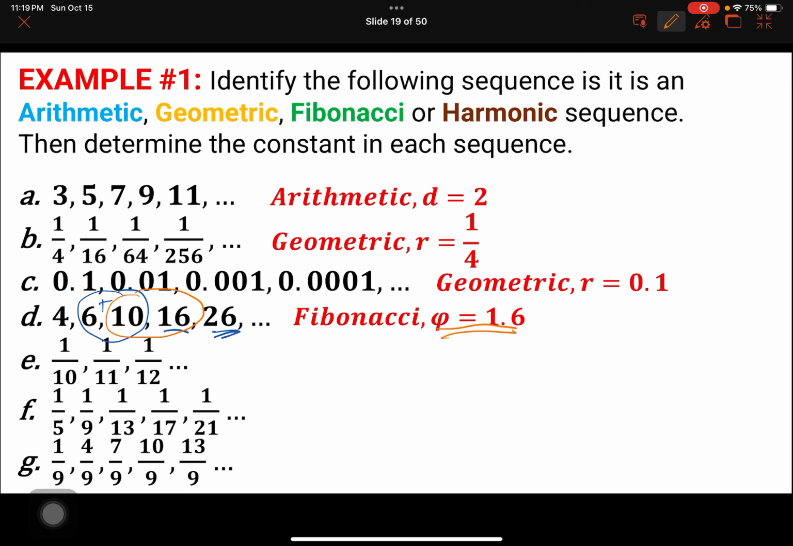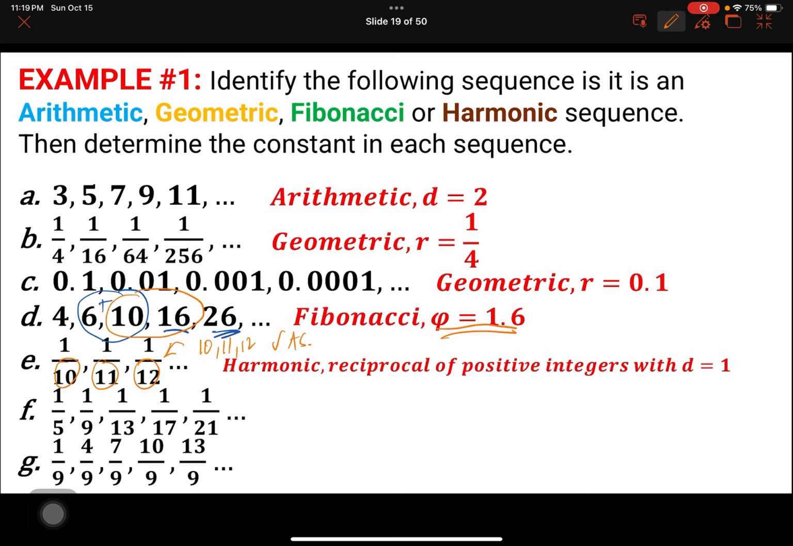Letter E. So kung mapapansin nyo po, meron tayong harmonic sequence. So tips ko po sa inyo, no? Laging yung ilalim lang yung tinitignan kay harmonic sequence. So kung mapapansin nyo, may pagkakasunod-sunod siya, i-reciprocal natin siya. So 10, 11, 12. Diba? It is arithmetic sequence. And dito naka-reciprocal. Therefore, it is harmonic sequence. Reciprocal of positive integers with d equal to 1.